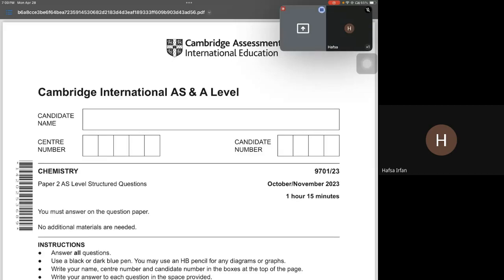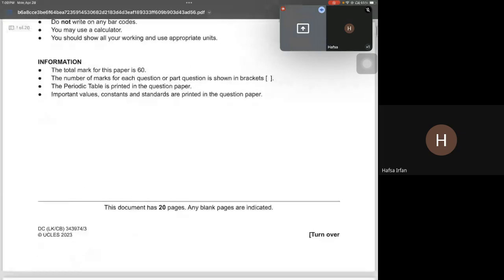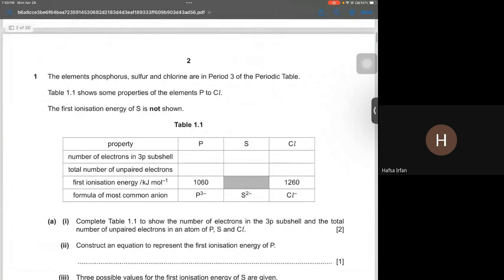So this is October, November 2023, paper 23. Question number one says the elements phosphorus, sulfur, and chlorine are in period three of the periodic table. Table 1.1 shows some properties of the elements phosphorus to chlorine. The first ionization energy of sulfur is not shown.